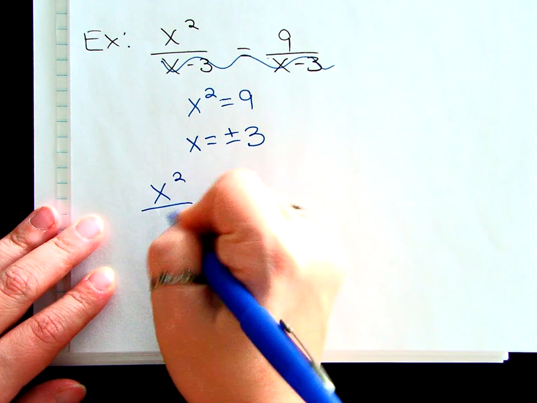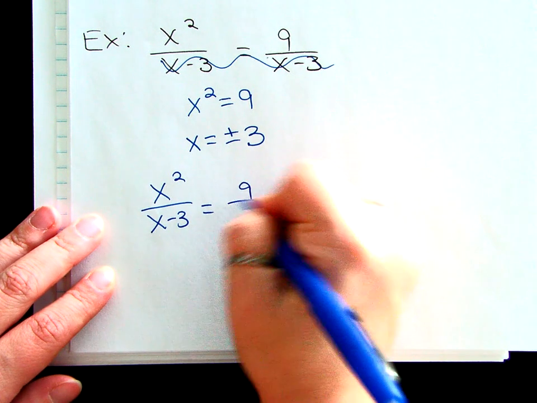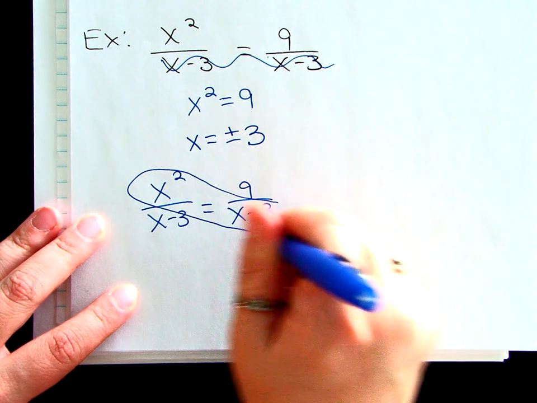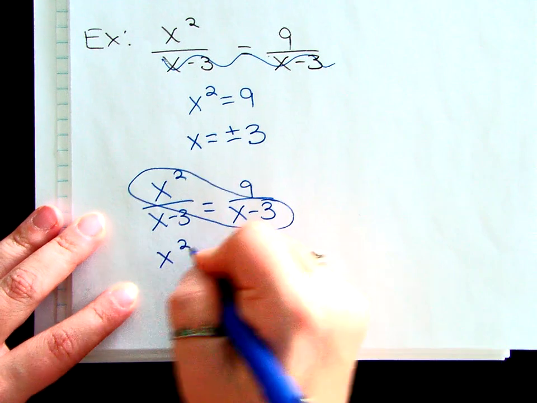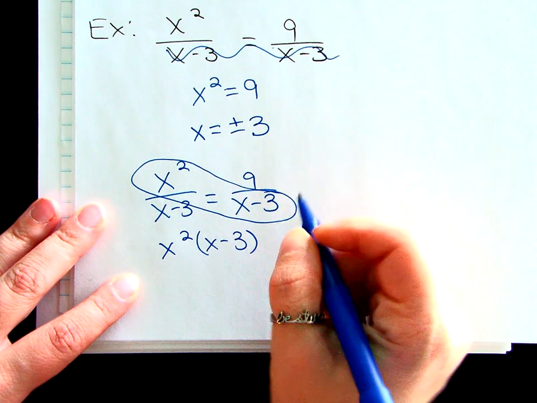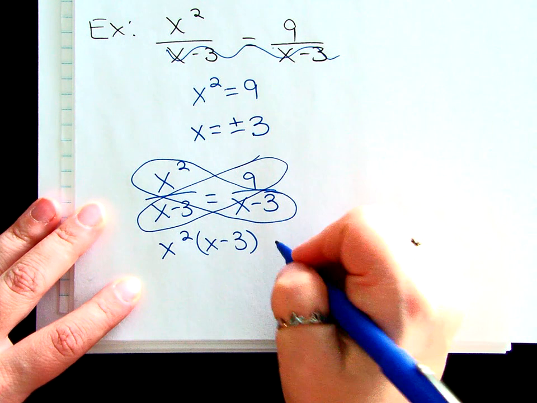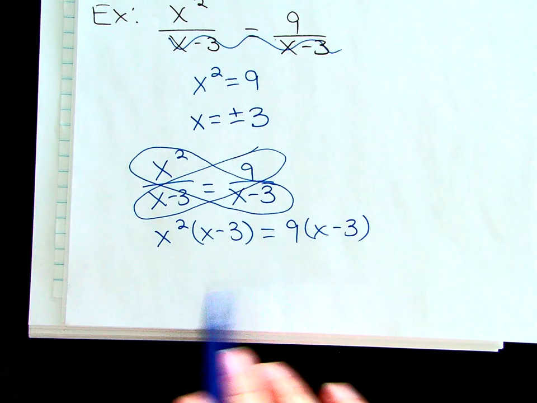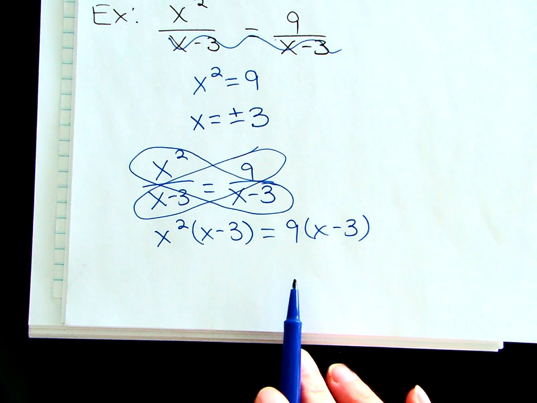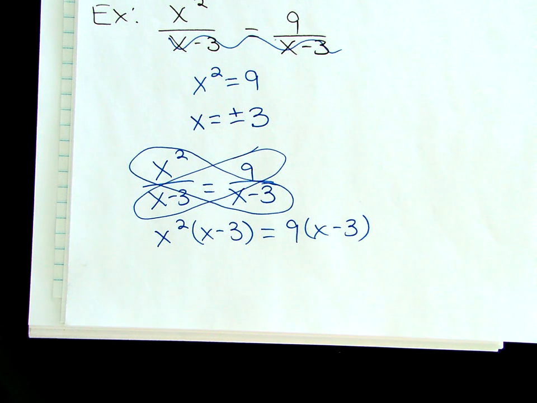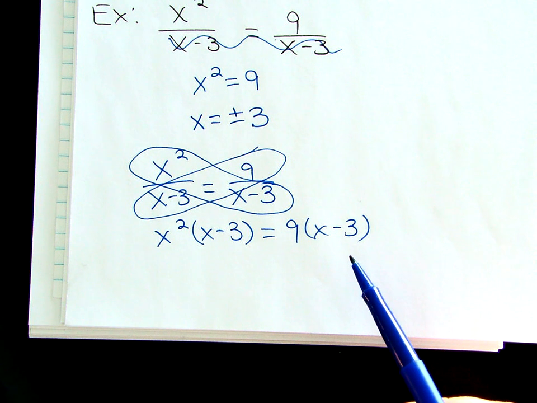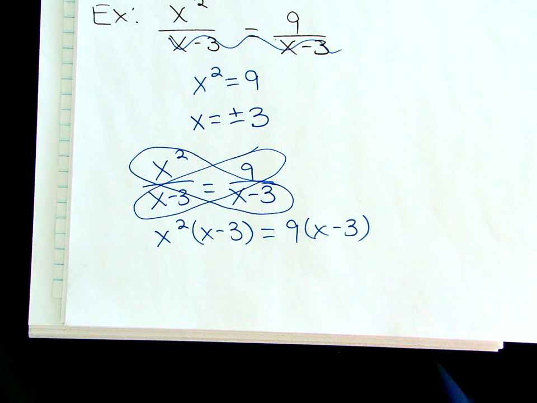x squared over x minus 3 equals 9 over x minus 3. So if I cross multiply, then I'm going to have x squared times x minus 3 equals 9 times x minus 3. Notice I have an x minus 3 on both sides, and both sides are being multiplied. So if I divide by x minus 3 to move it over, I'm just dividing x minus 3 by x minus 3, which makes it go away.